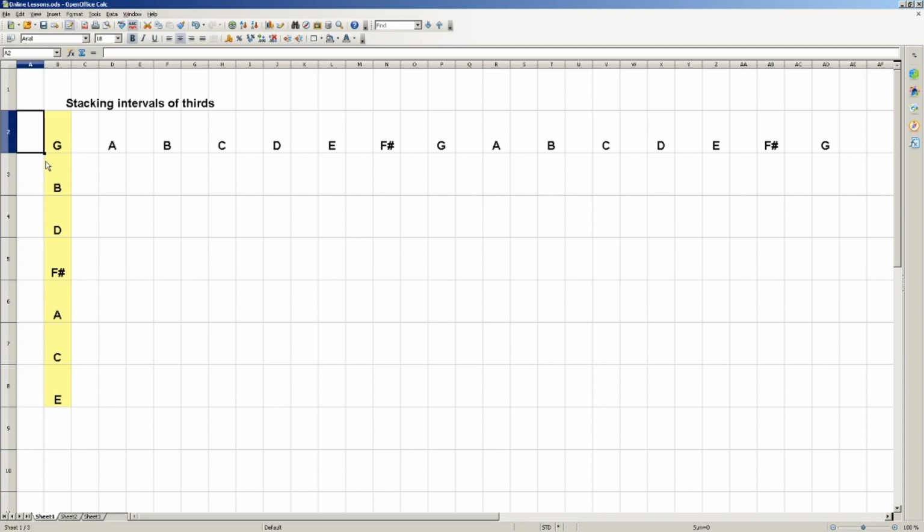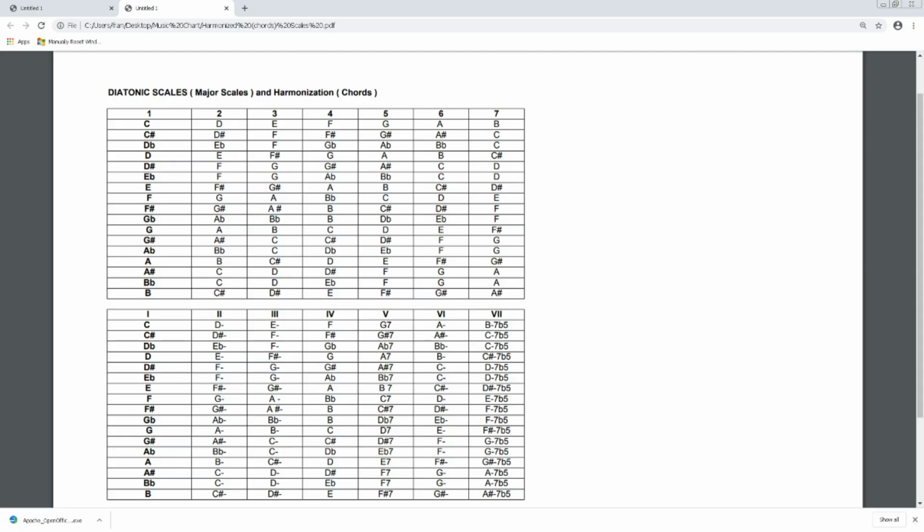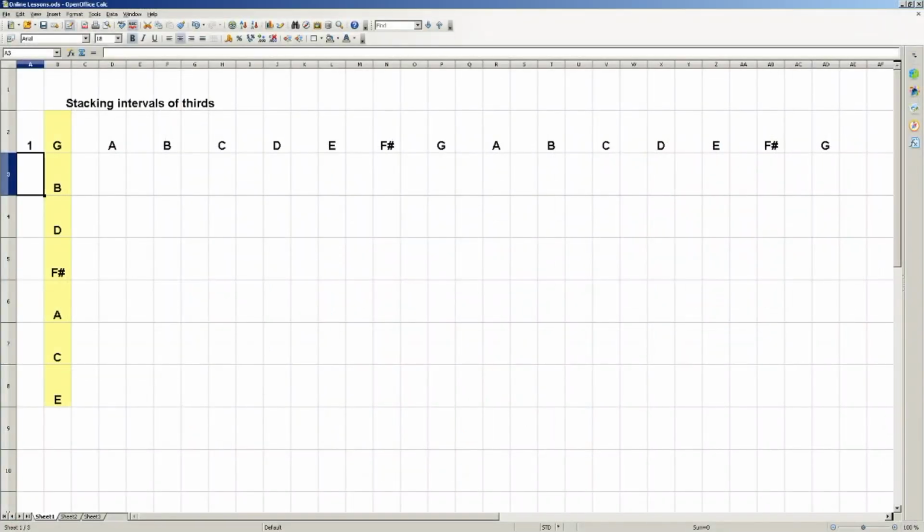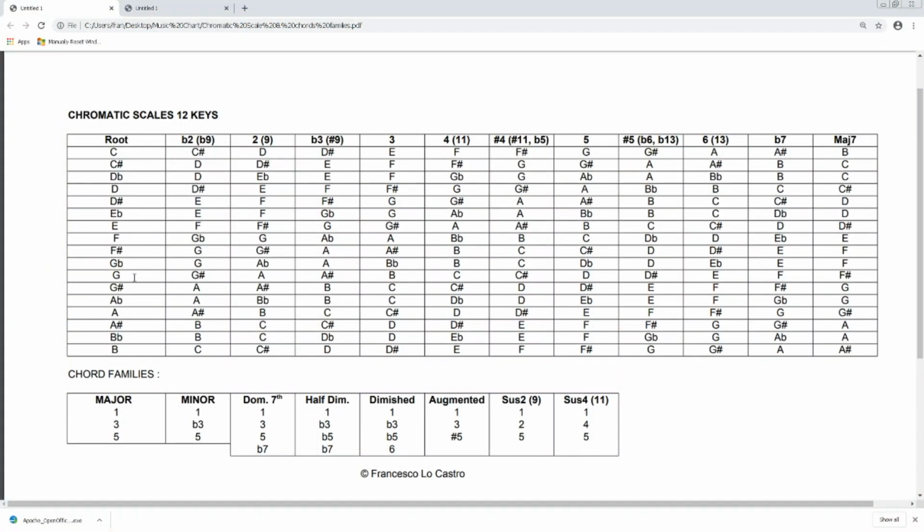What we're looking at, if this is the root note, so if this is number 1, okay? What is this note from the perspective of G? Let's have a look at the chart. So, if G is number 1, what is B? Well, B is a third. So that's a third. Now, what is D from the perspective of G? From the point of view of G, the note D is a fifth.